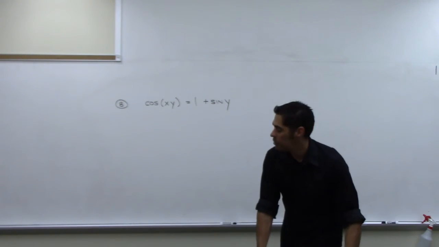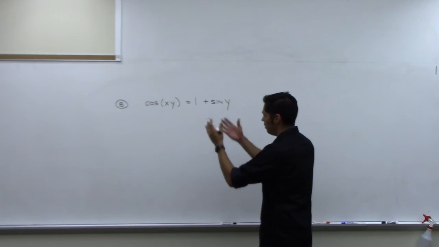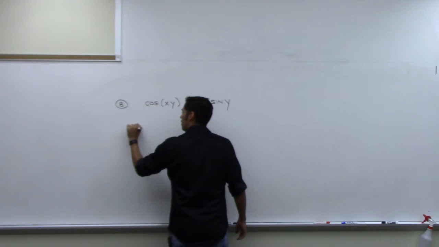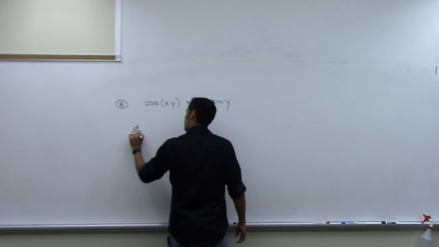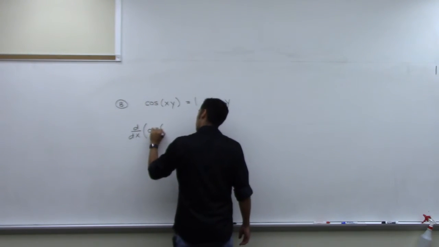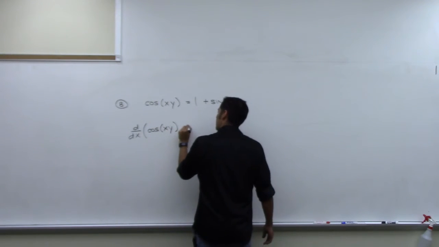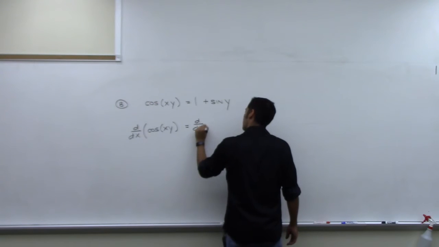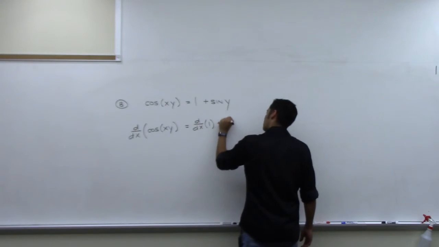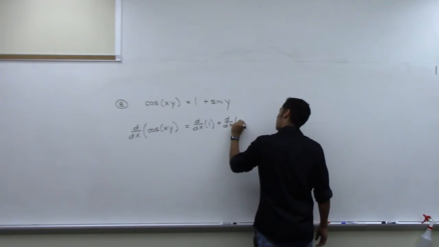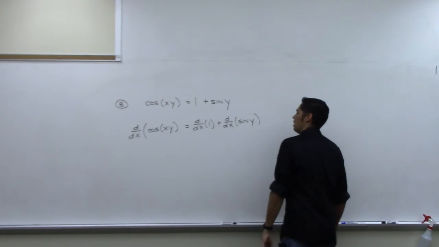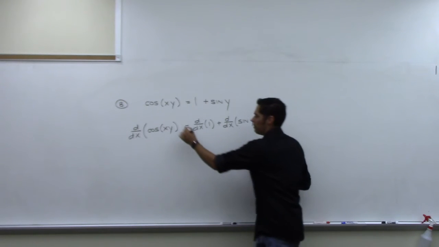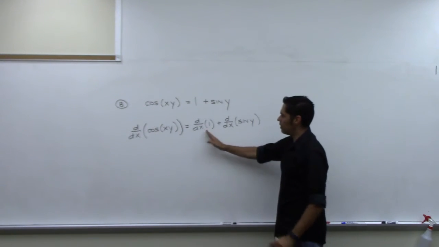All right, so let me write this down. I want the derivative of the left and the derivative of the right. So I want the derivative with respect to x of cosine of xy. This must equal, since this is two terms, the derivative with respect to x of 1 plus the derivative with respect to x of sine of y. Now, I'm going to do the right side first because I think it's a little easier. Oops, I forgot my parenthesis there. The derivative of a constant is 0.